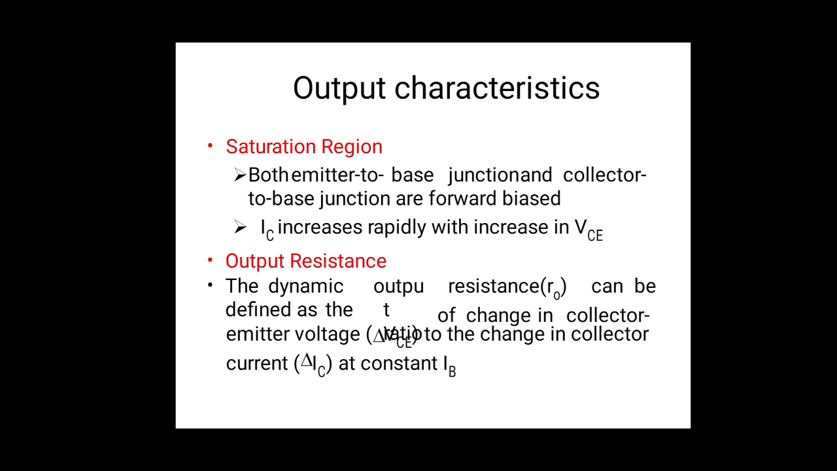The next one is the saturation region. In this region both junctions, the emitter base junction and the collector base junction, are forward biased. In this case the output current increases rapidly with an increase in the output voltage. Okay, so what is the output resistance here? It is also called the dynamic output resistance, R0, and it can be defined as the change in output voltage, delta VC, upon the change in output current, delta IC, at a constant IB.